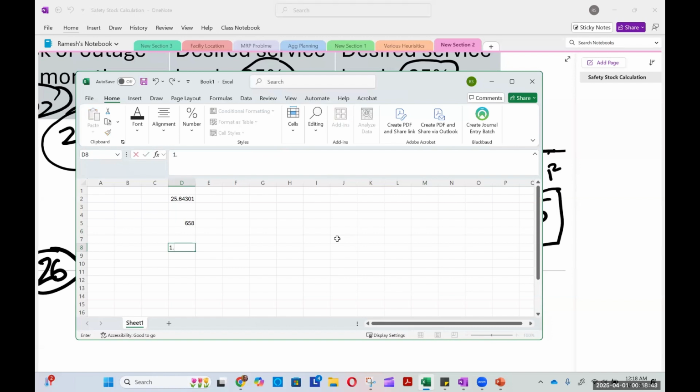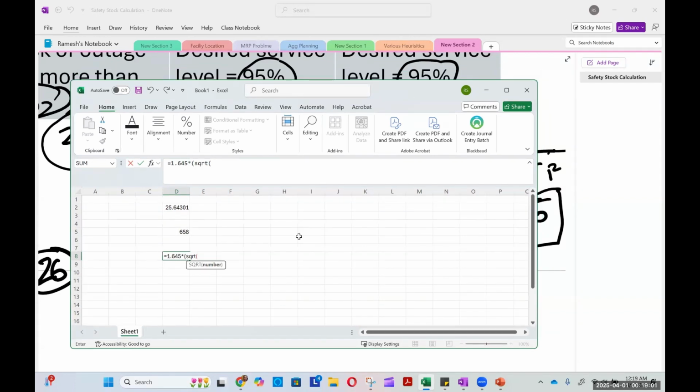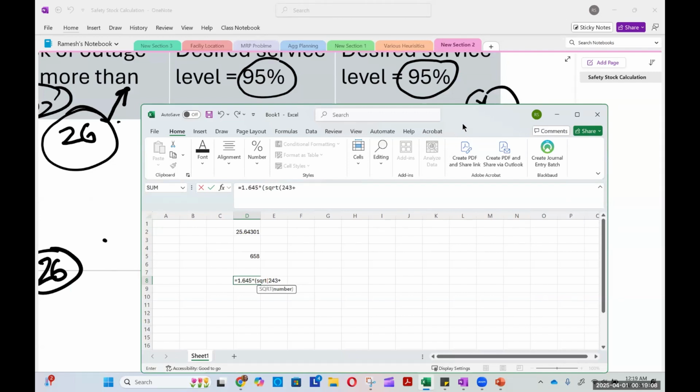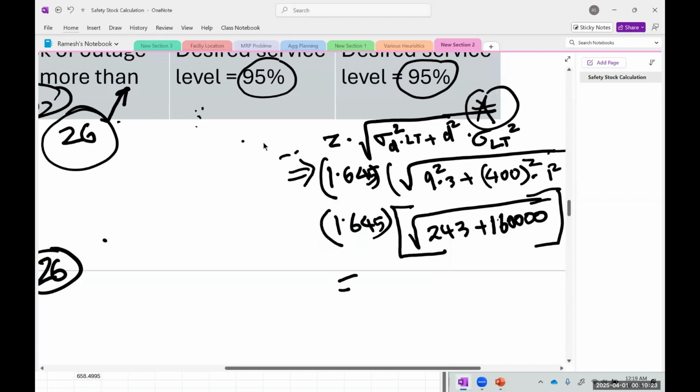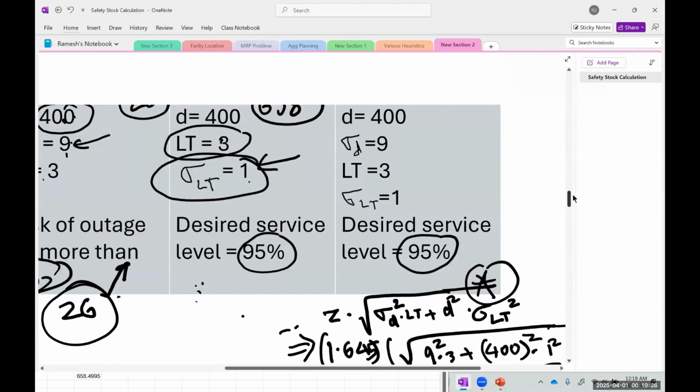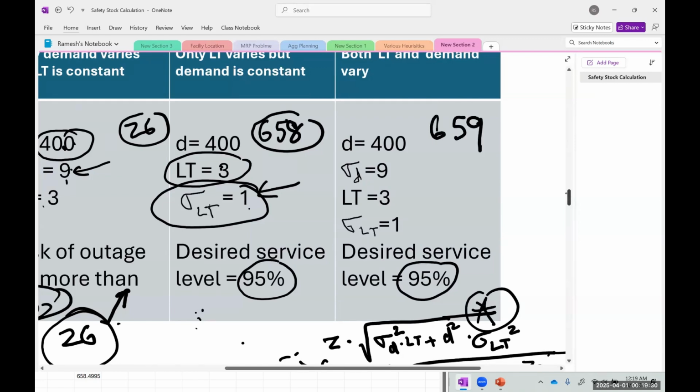1.645 times the square root of, and I've done part of the calculation to keep things easier, 243 plus 161234, and you will get 658 or 659. 659. So the safety stock here is 659. And I told you that this is going to be the largest, although it's not significantly larger.